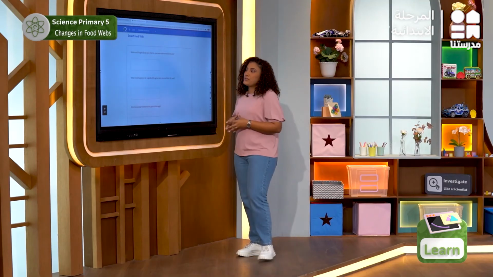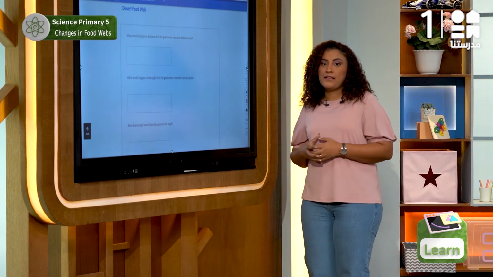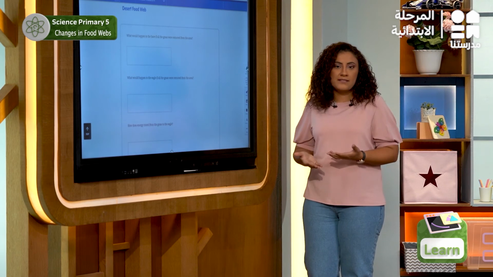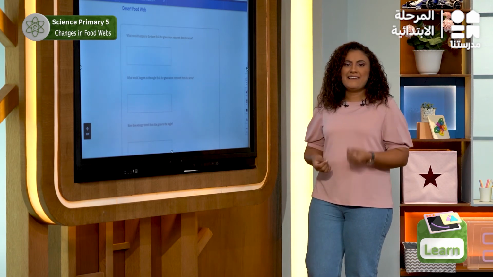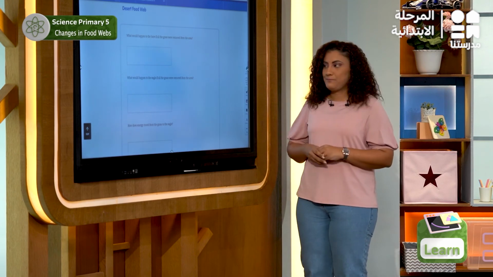The first question is, what would happen to the hare if all the grass were removed from the area? As we observe in the desert food web, the hare will die. But why is that? Because it can't find food, as it feeds on the grass.